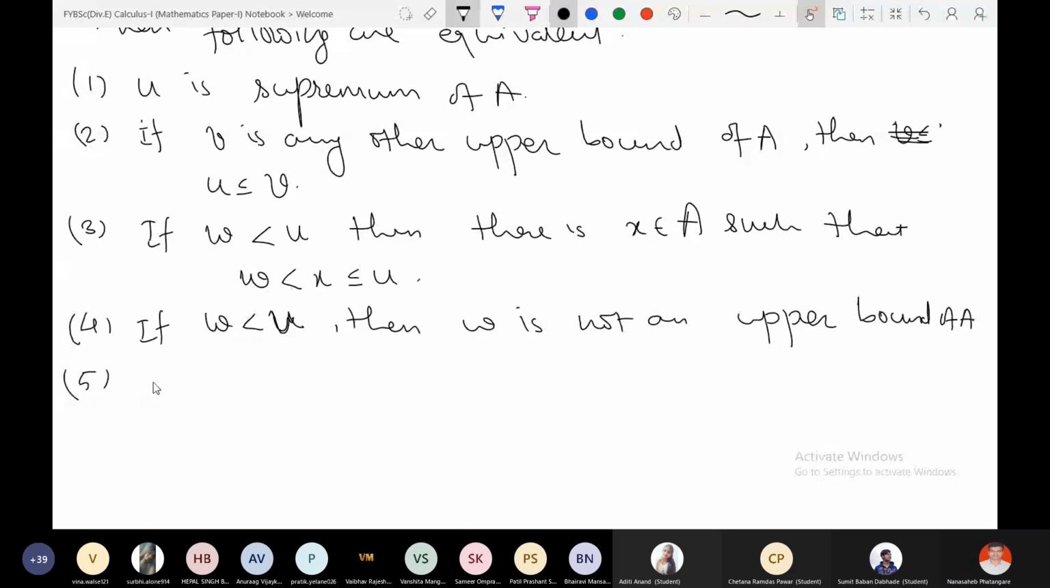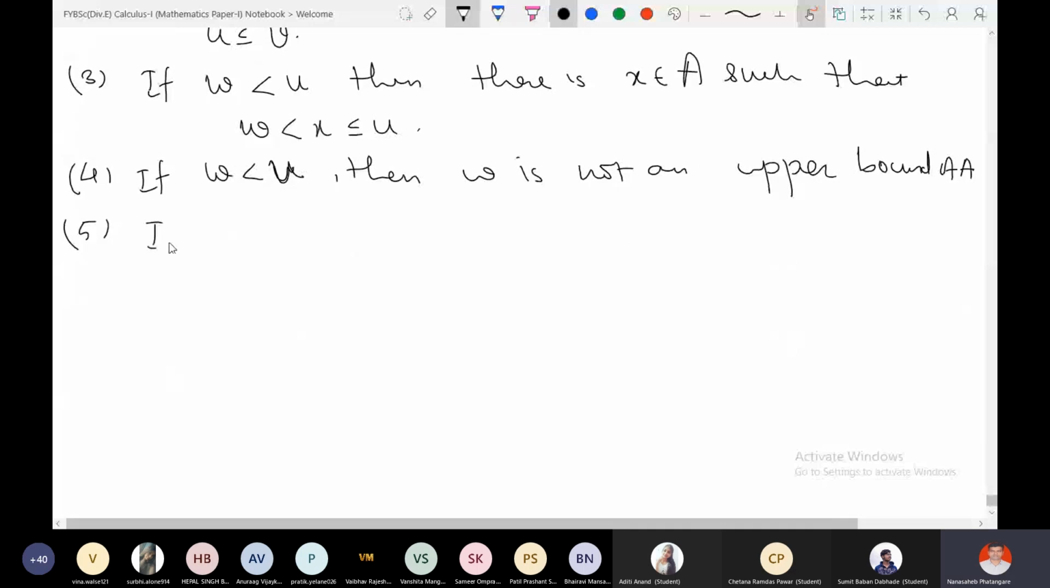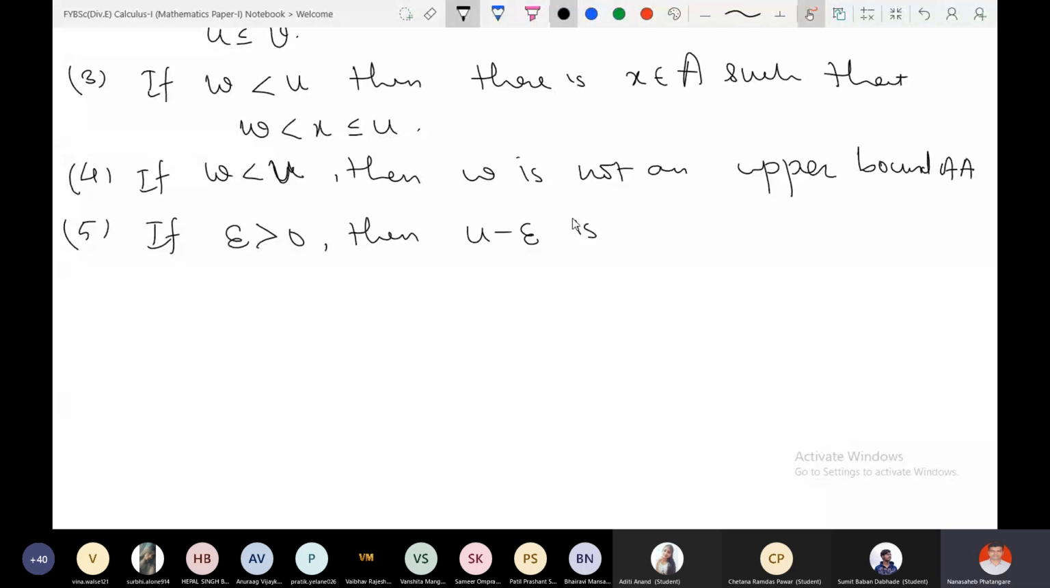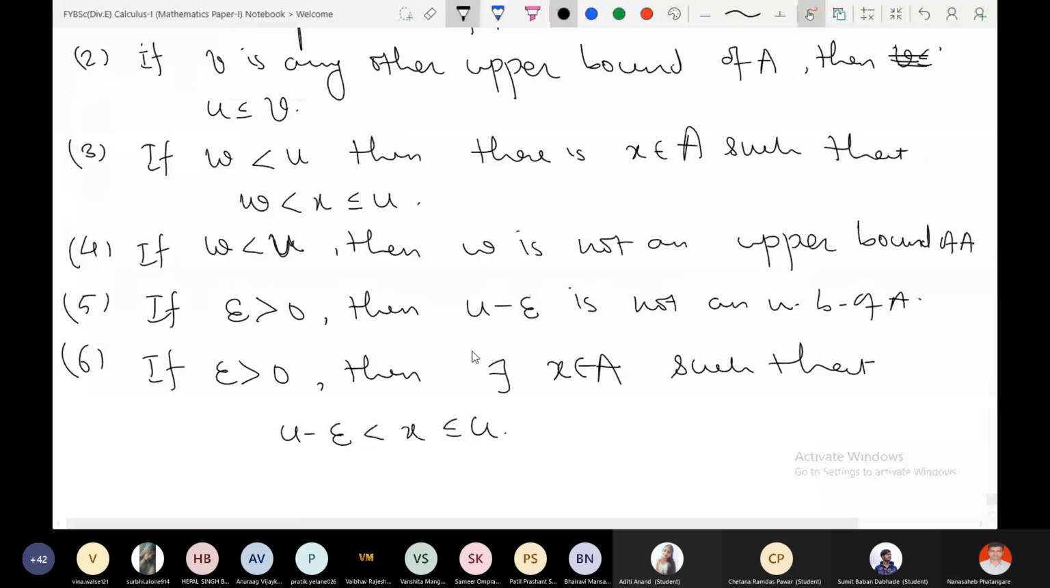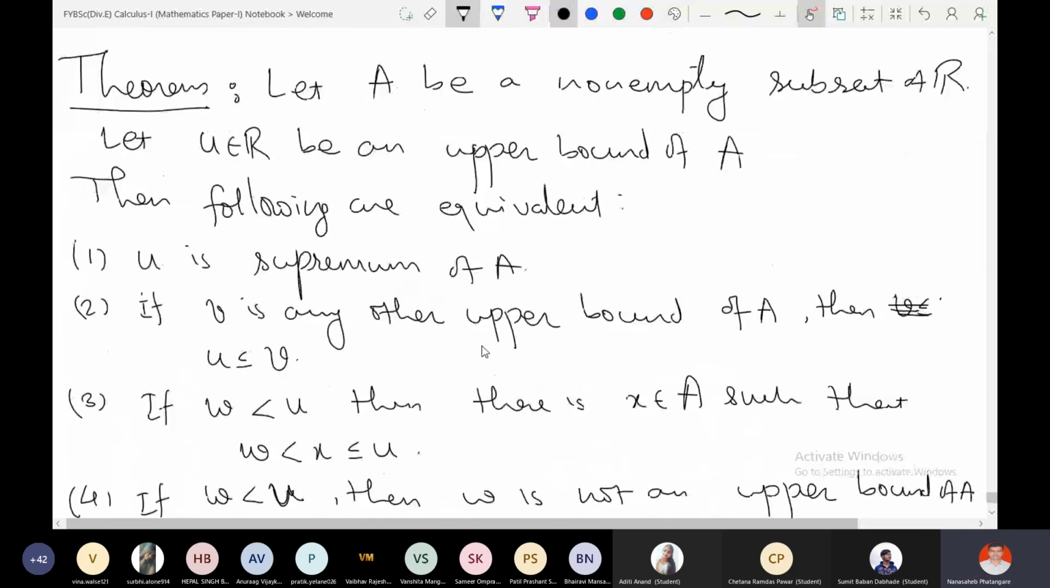Fifth, if we take some positive epsilon, then U minus epsilon is not an upper bound of A. That means this is equivalent to: if epsilon is positive, then there exists an element X of the set such that U minus epsilon is less than X less than or equal to U. Okay, so do you understand the meaning of all these 6 statements?